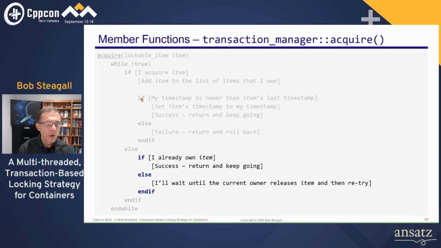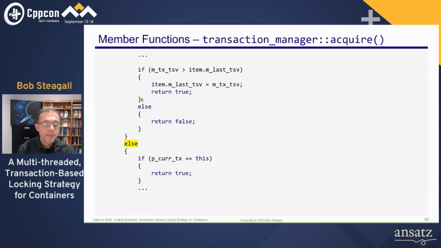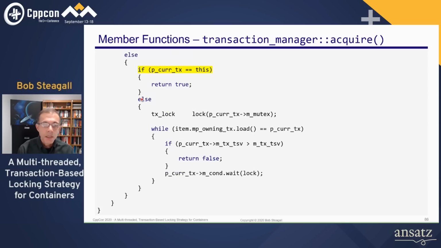Okay? Well, suppose that I did not acquire the item. Suppose that the null pointer was not the expected value, right? The pointer that was stored in the lockable item was pointing to something else. I don't know what that something else is, so I need to determine whether I own it already or somebody else owns it. So I drop down here. If I already own the object, that's great. I return true because I've acquired it already. Otherwise, this is where things get subtle.